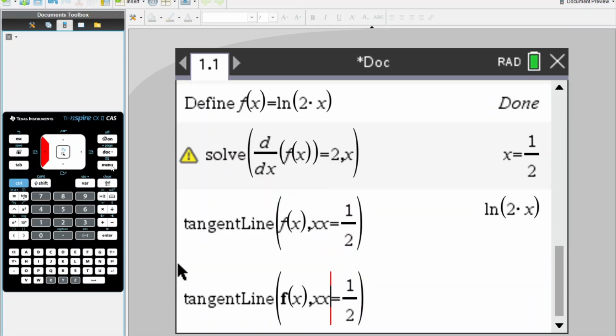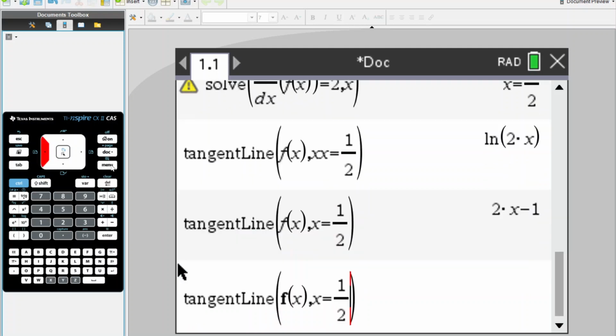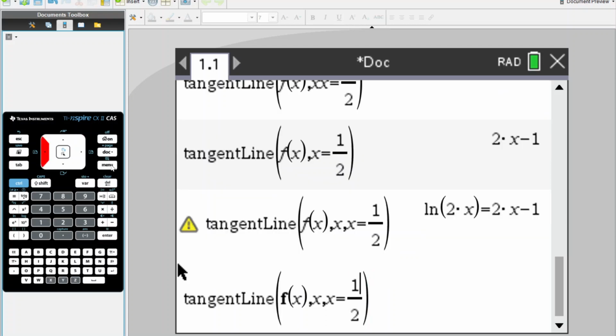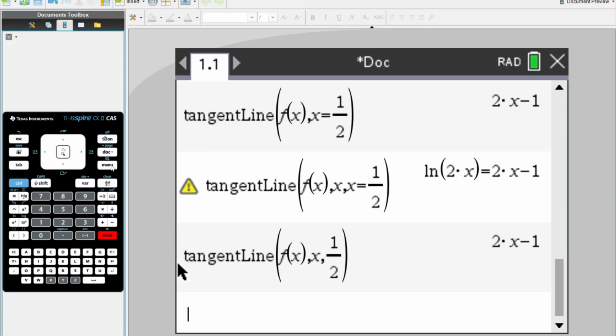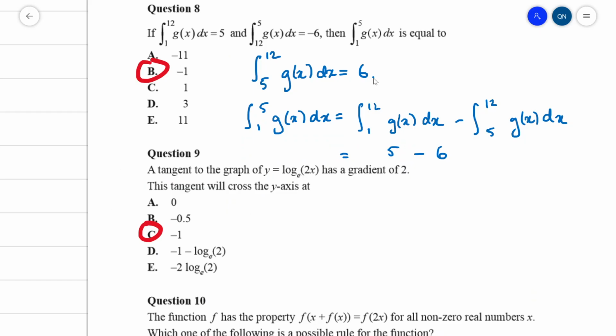That did not work. There we go. Could you do x comma x? That doesn't work. So you could put it in that way, or it has to be like this. So the y-intercept is -1, which is what we're after.